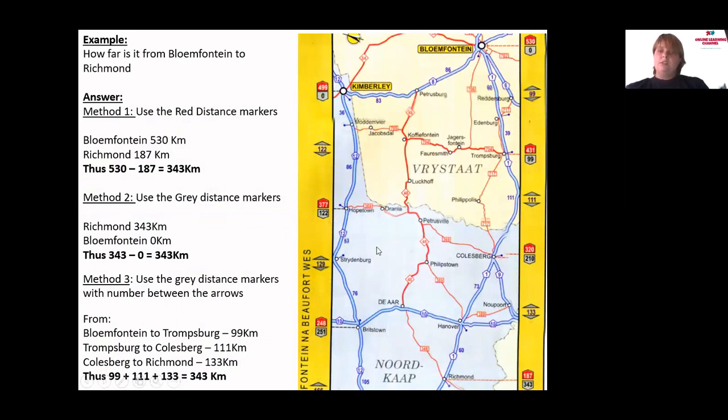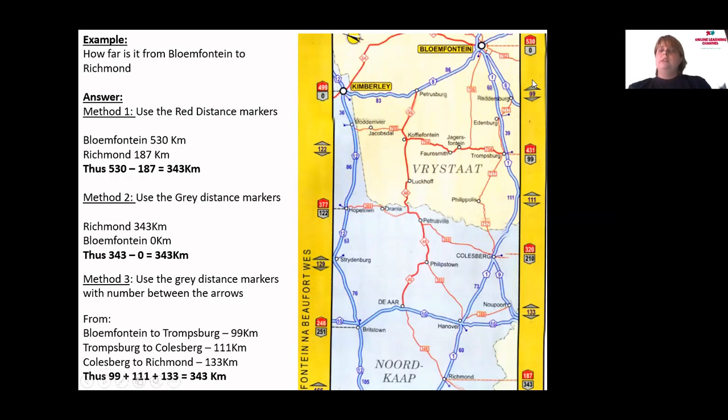You subtract the two from each other and you get a total of 343 kilometers. Method 2 is you use the gray arrows. So from Bloemfontein it's 0 and Richmond is 343. Remember, large number minus the small number, so 343 minus 0, that gives you 343 kilometers. And then method 3 is you use these numbers with the arrows in between.